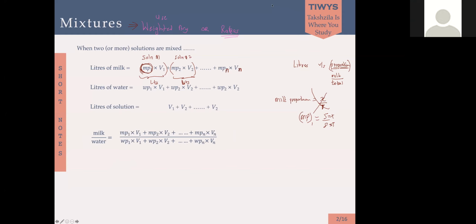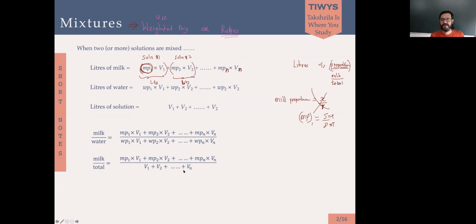If you work individually in milk and water, then you would have both numerator and denominator to be calculated. But rather than this, if we work on milk to total, the denominator gets very easy. The denominator is just the summation of volumes. You can even work on water to total, right? The denominator will still be the sum of all the volumes, V1, V2, V3, V4. The numerator will change to water liters, right?